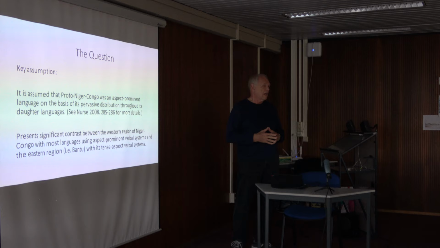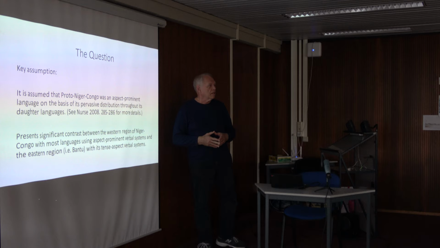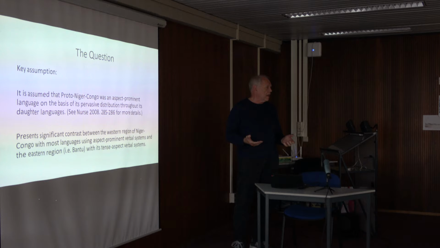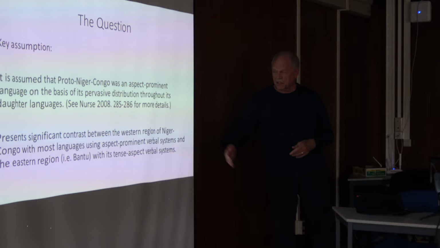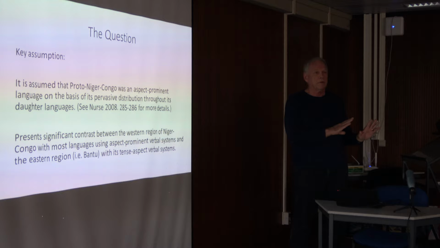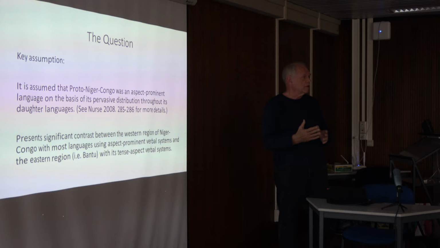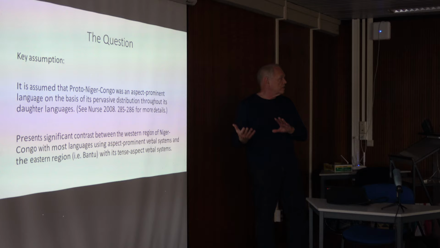As he mentioned, aspect comes first, and it's interesting, studies in pidgins and creoles, often those languages start with aspect, not tense. Aspect seems to be a more basic form, as we see in a number of language families too. So we're going to look at this fantastic contrast: you take the eastern or western part of Niger-Congo, which has predominantly aspect-prominent languages. There are some tense languages that show up, but predominantly aspect-prominent. And then you come over to Bantu, and essentially it's all tense systems in the Bantu region.